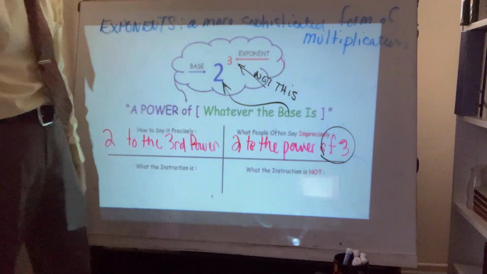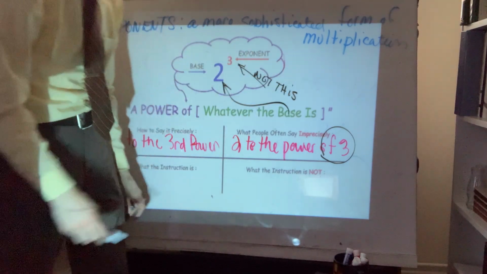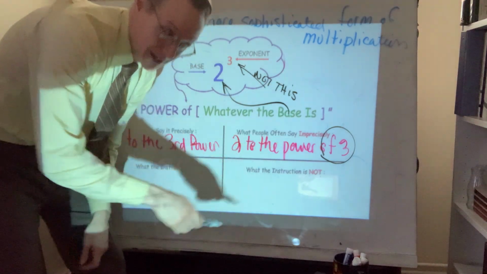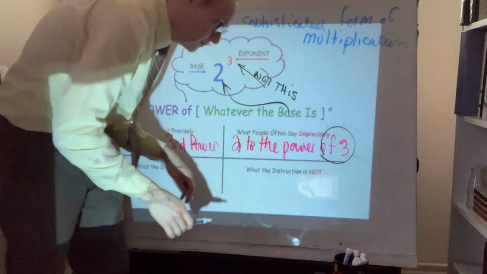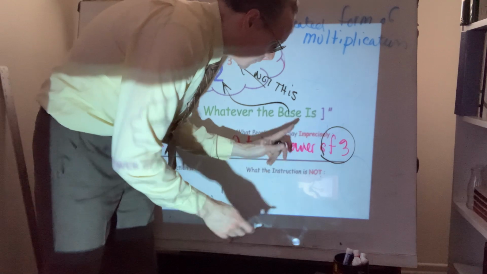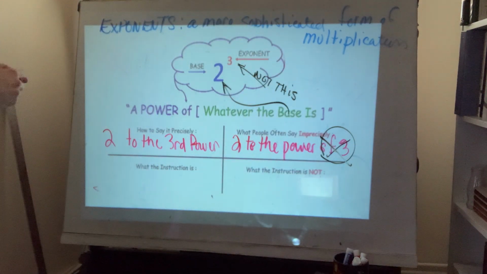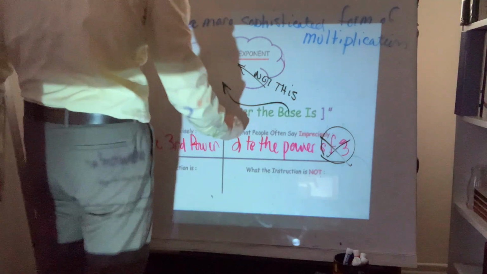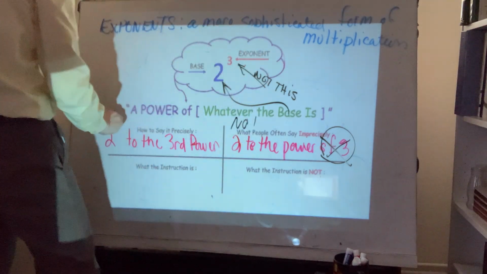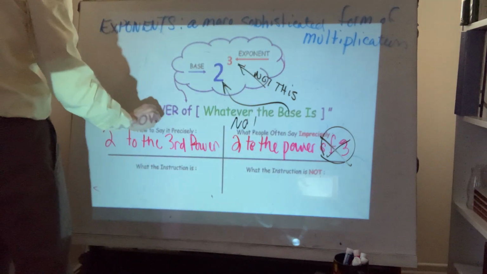Third power is the precise way to say it, in English at least. Again, English is confusing. Not "power of 3." Don't say that. So, no, don't do this. Yes, this is cool.